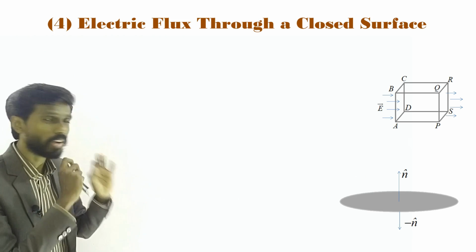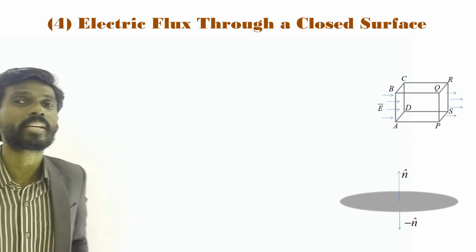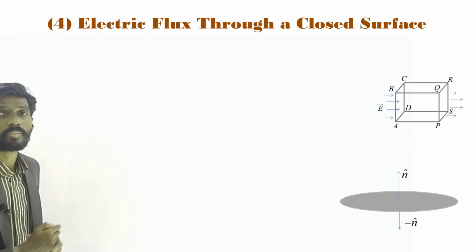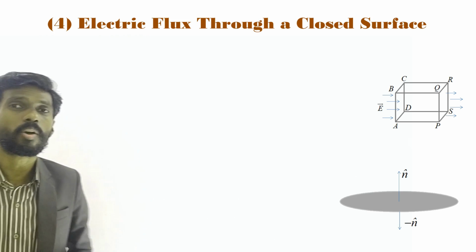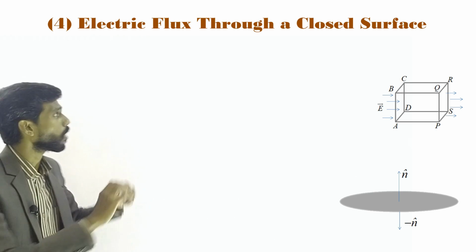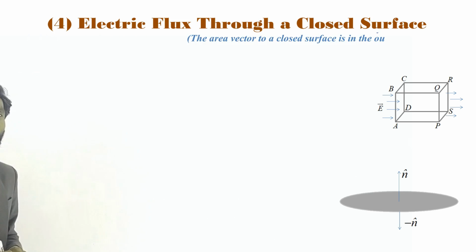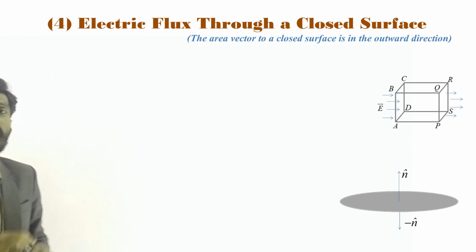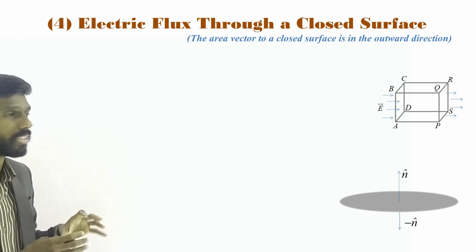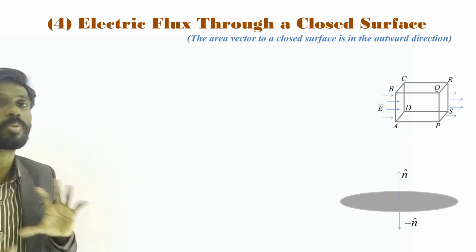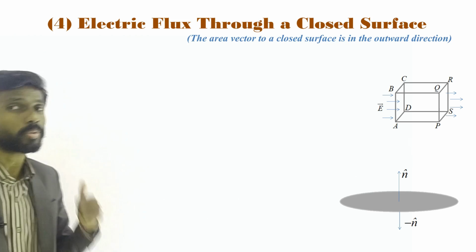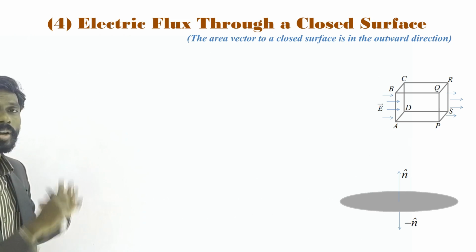This time we have to define properly which normal vector to take. So it is very important here. For a closed surface, you should always take the normal vector in the outward direction, not inward direction. So this is one point you have to remember. The unit vector or the area vector to a surface is always outwards for a closed surface. For an open surface, it doesn't really matter because there is no inward or outward. But for a closed surface, the normal vector should always be taken in the outward direction.